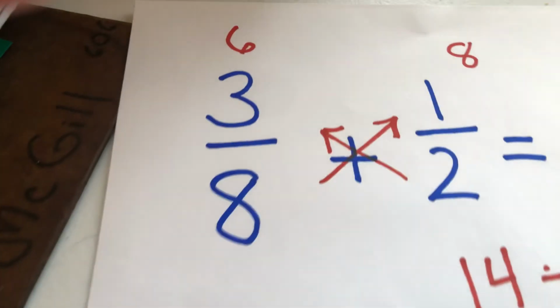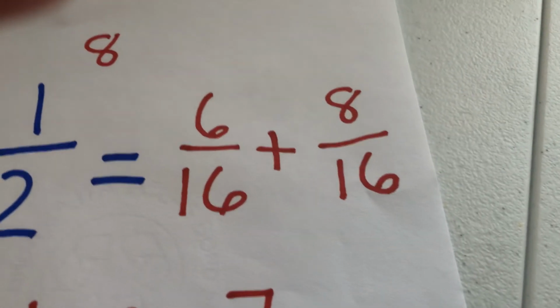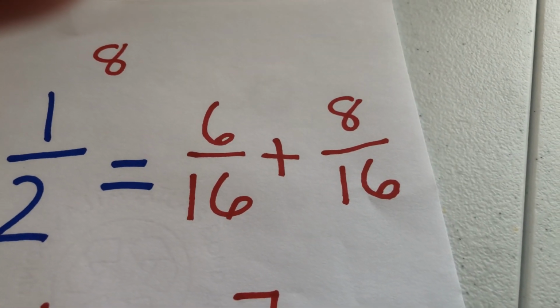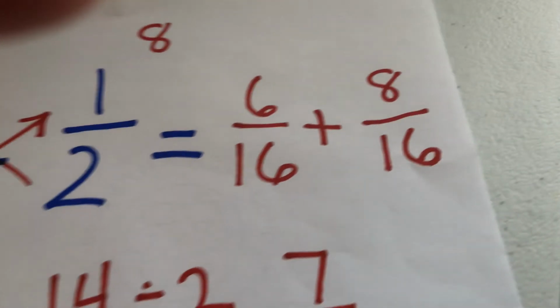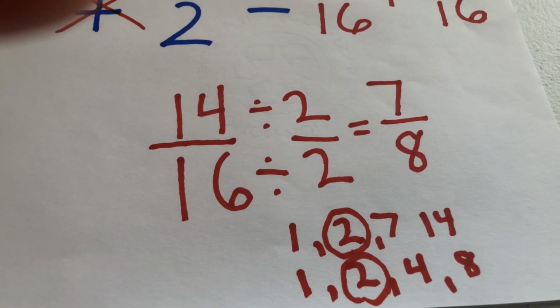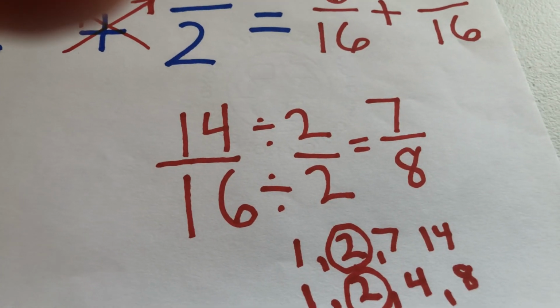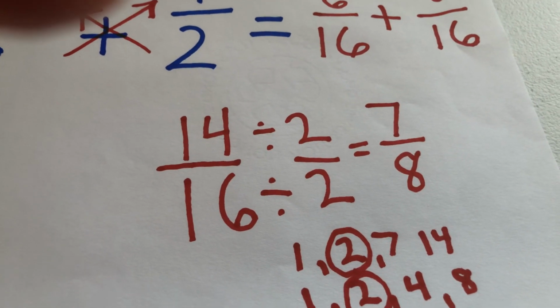We started with 3/8 plus 1/2. We made a new problem with like denominators. We did the addition. Okay, we came up with 14/16. We realized we could divide that down with a 2. So our final answer in Google Classroom would be 7/8.